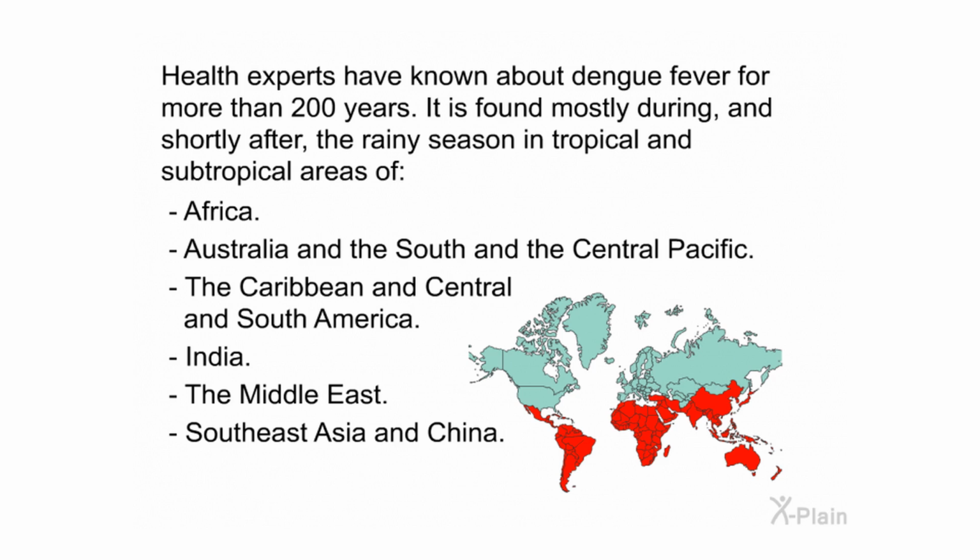Health experts have known about dengue fever for more than 200 years. It is found mostly during and shortly after the rainy season in tropical and subtropical areas of Africa, Australia and the South and Central Pacific, the Caribbean and Central and South America, India, the Middle East, Southeast Asia and China.